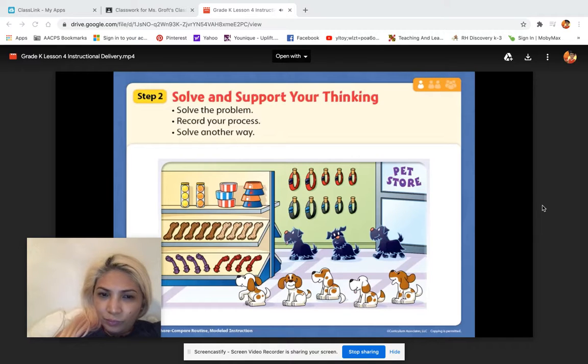The next thing that we're going to do together is solve and support your thinking. Please take this time to use your paper and pencil and counters to determine the answer to the problem. How many dogs are in the pet store? We will come back in 1 minute to discuss a strategy.